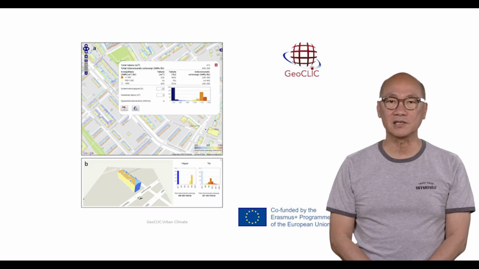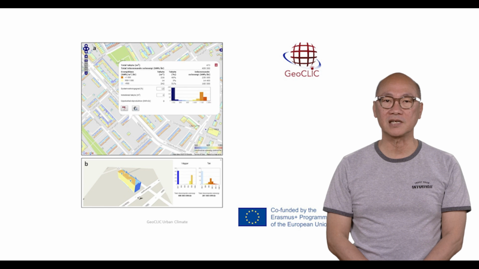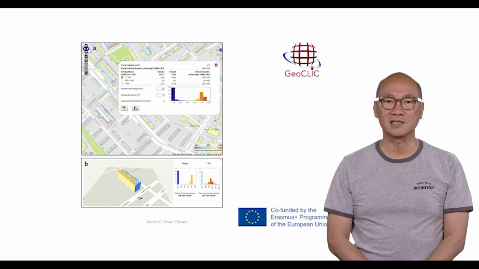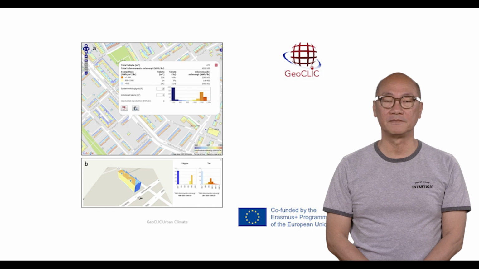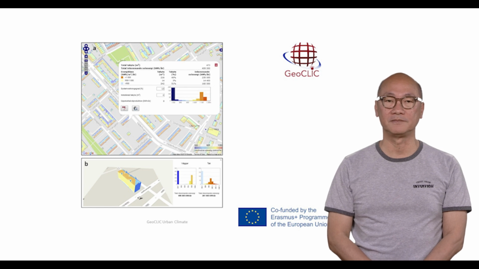This figure shows the result of the rooftop irradiance in central Uppsala, Sweden. Figure A is the statistics for one of the buildings. Figure B is the 3D view of short-wave irradiance on walls and rooftops.